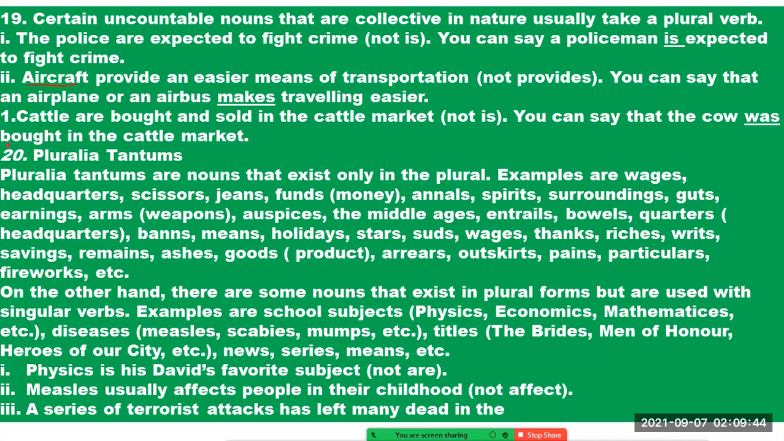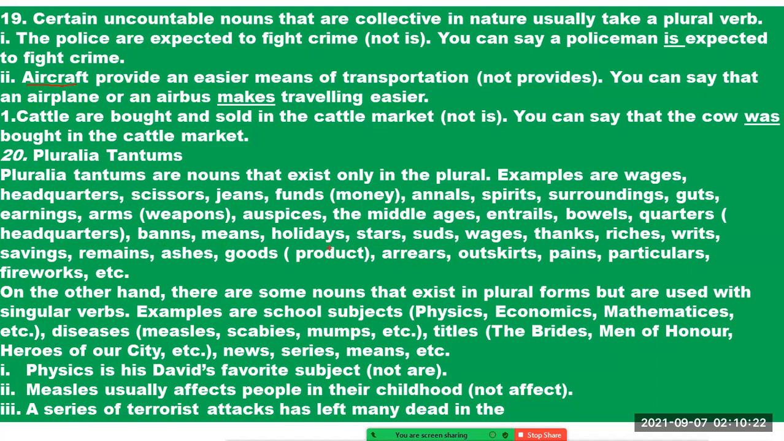Now, rule number 20 refers to what we call pluralia tantums. Now, pluralia tantums are nouns that exist only in the plural. Examples are wages, headquarters, scissors, jeans, funds, referring to money, annals, spirits, surroundings, guts, earnings, arms, well, that's weapons now, auspices, the Middle Ages, entrails, bowels, quarters, headquarters, of course, we have seen it already.